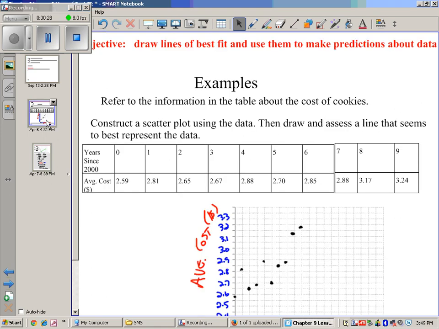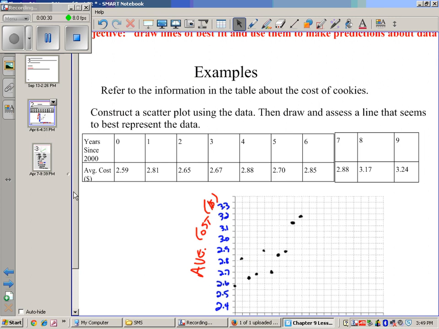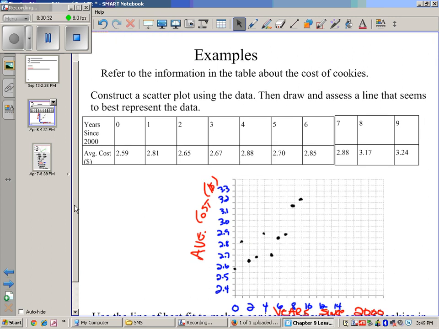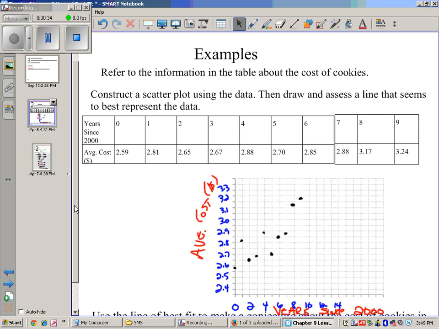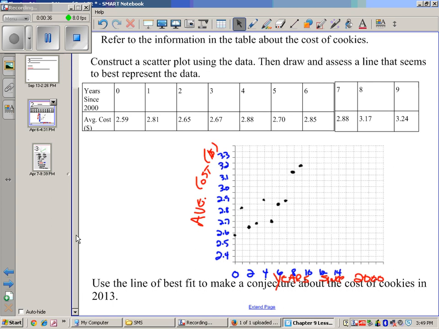Okay, here's our example. Refer to the information in the table about cookies, construct a scatter plot using the data, then draw and assess a line that seems to best represent the data. At the bottom, use the line of best fit to make a conjecture about the cost of cookies in 2013. Obviously, we're dealing with a little bit older book since we're in 2015, but we'll do what they say.